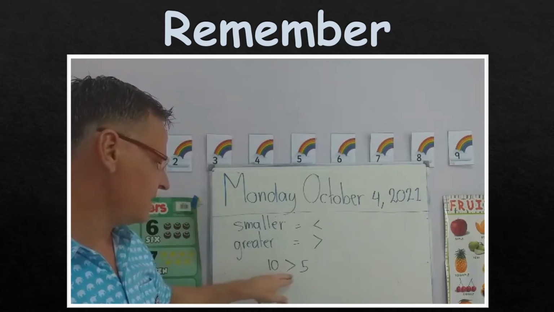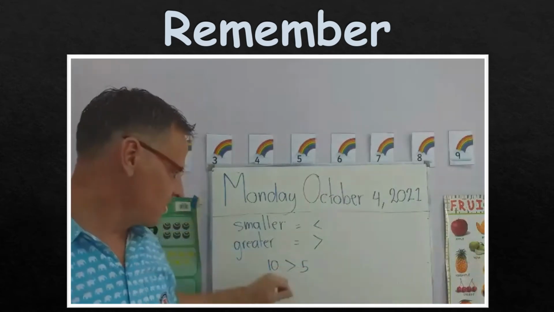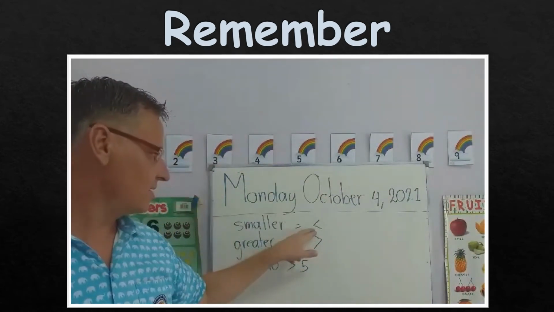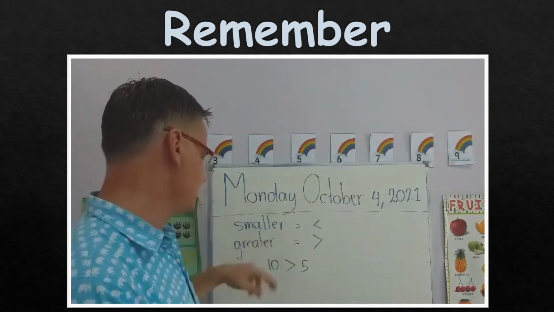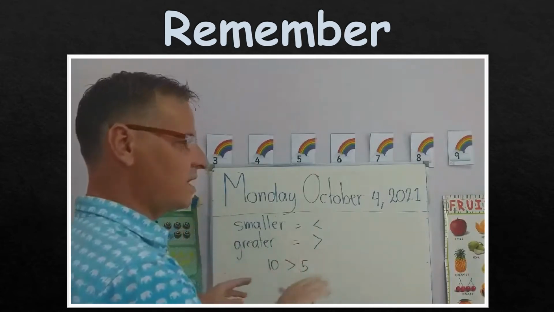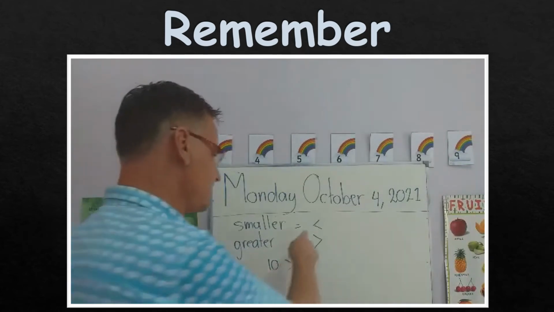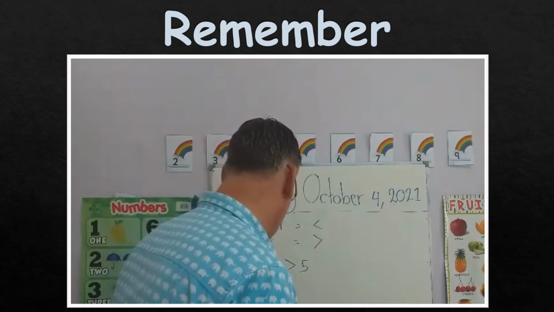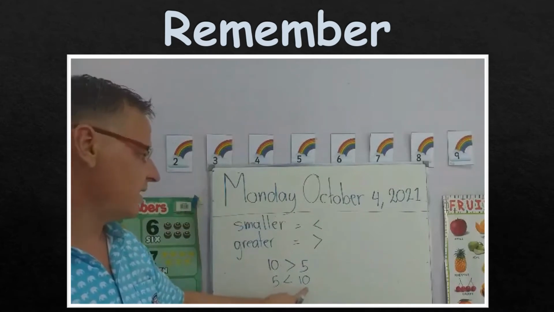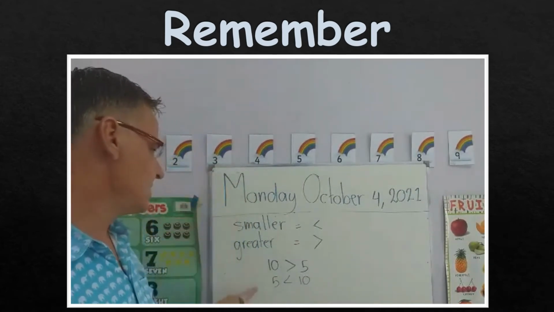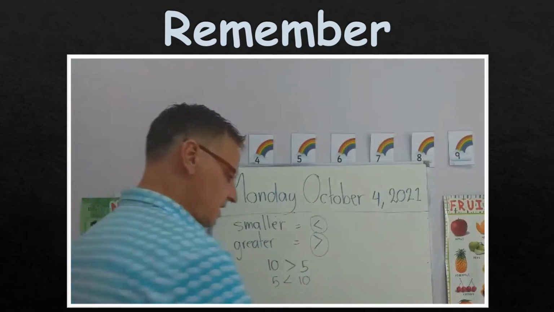You can use this sign. When it points that way, greater. When it points that way, smaller. So when you write it on the board and the sign points to the left, it means smaller. If you write it on the board and the sign points to the right, greater. So you can use this for greater. The same as that one, smaller. 5 smaller than 10. So you don't have to write smaller than. Okay? So remember that. Smaller than, bigger than.